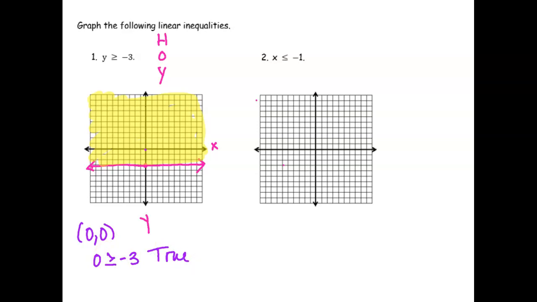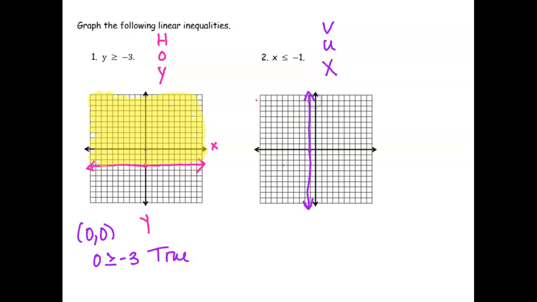All right, so now number 2, we've got x is less than or equal to negative 1. So we're going to think of box. So we've got a vertical line at negative 1. Again, it's less than or equal to, so we've got a solid line.